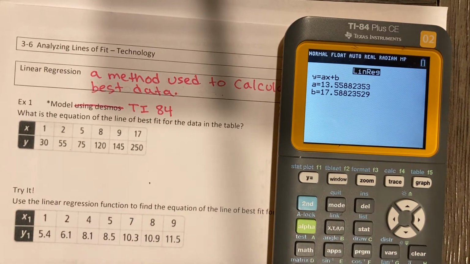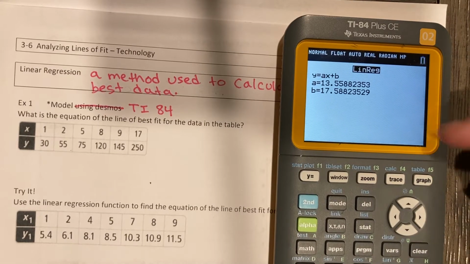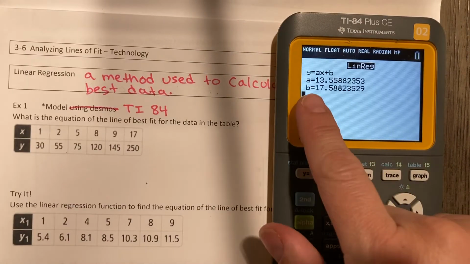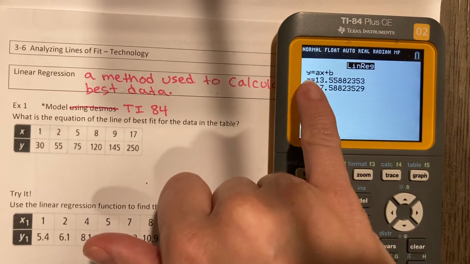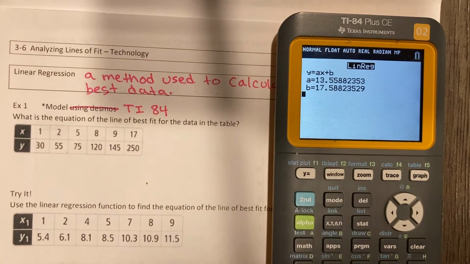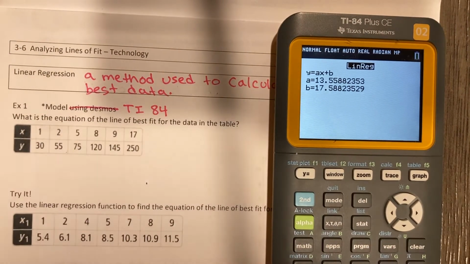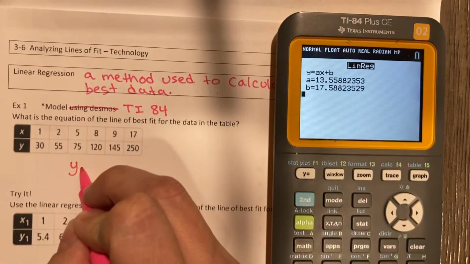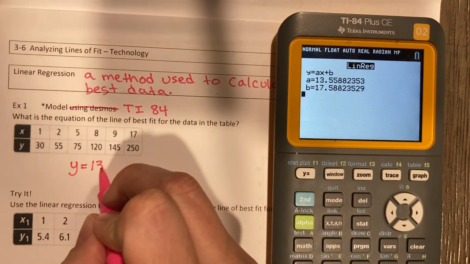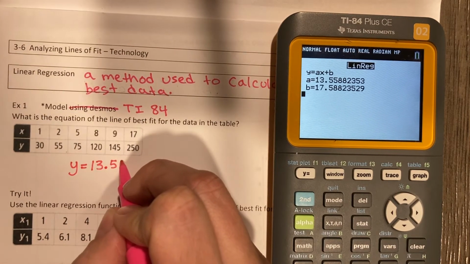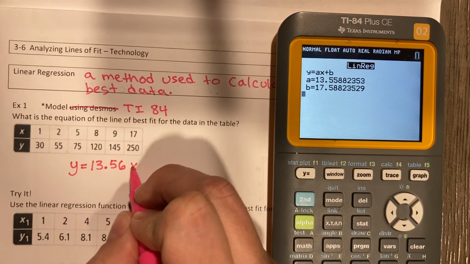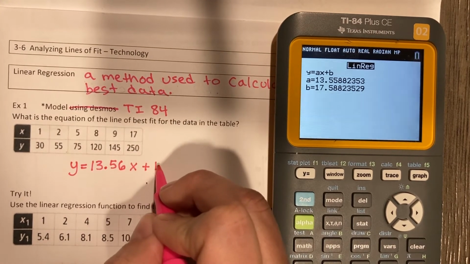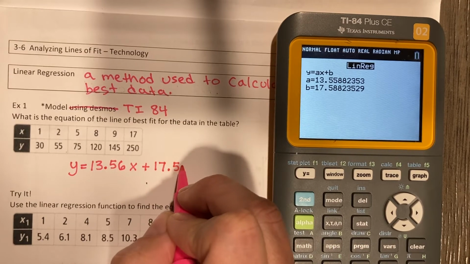Now, it told me the line of best fit, but it didn't tell me something that we're going to need later. So what I need to do is, this gives us the equation, right? So like y equals ax plus b. That should be pretty familiar to you, except that for the a, we usually use the letter m for slope. So the equation of the line is y equals 13.5, we'll round it to 6, x plus our b, which is 17, we'll round it to 5, 9.